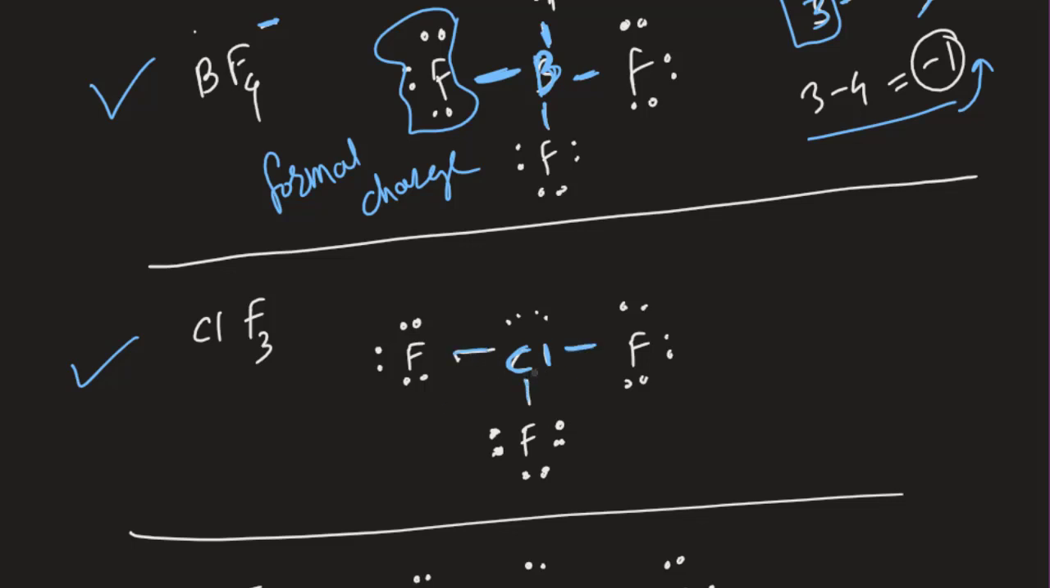So if you look at the chlorine's valence electrons, there are 7 valence electrons, out of which 3 are gone for making the bonds, right? So 4 are remaining, and those 4 electrons are shown here as the lone pairs. So there are 2 lone pairs over here on this chlorine atom. And for fluorine, we have got 3 lone pairs, and there is also 1 bond with the chlorine.